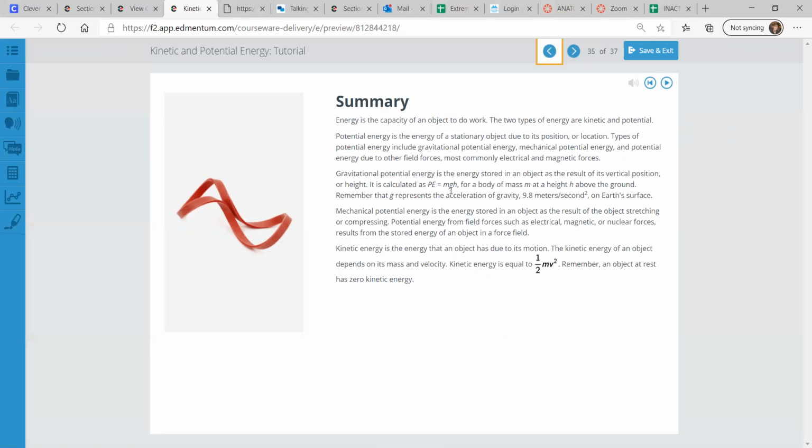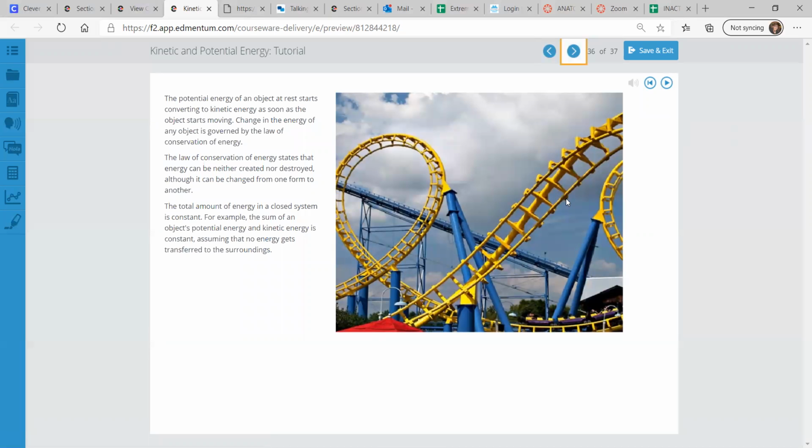Kinetic energy is the energy that an object has due to its motion. The kinetic energy of an object depends on its mass and velocity. The equation for that is 1/2 times mass times velocity squared. Remember that an object at rest has 0 kinetic energy because it's not moving. The potential energy of an object at rest starts converting to kinetic energy as soon as the object starts to move.